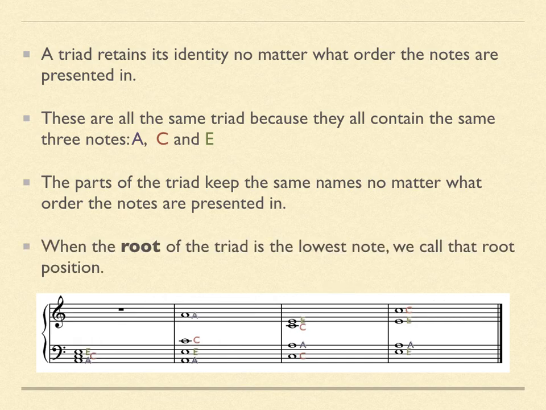When the root of the triad is the lowest note, we call that root position. So in the first 2 chords, they are considered root position chords.